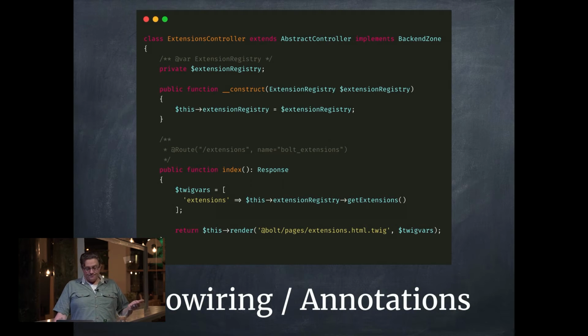The index method has a simple annotation for the route. This is literally all you need to make this route work, so that if you go to /extensions, it will know to use this controller and it will output the correct template. It knows both which URI to respond to, in this case extensions, and we've also given it a name so that we can use that to actually create URLs to this controller by using the name. And I think that's really nice because it's really short and concise.